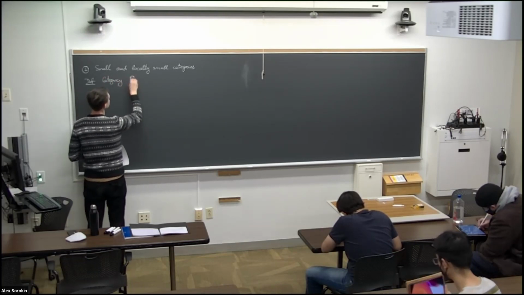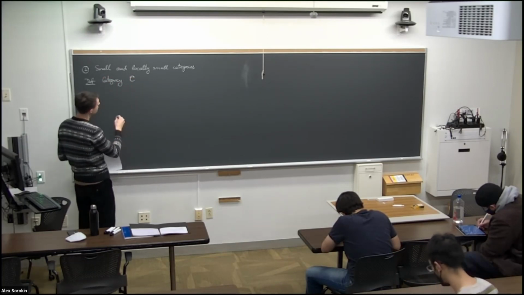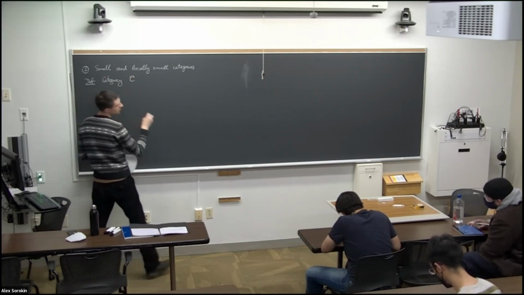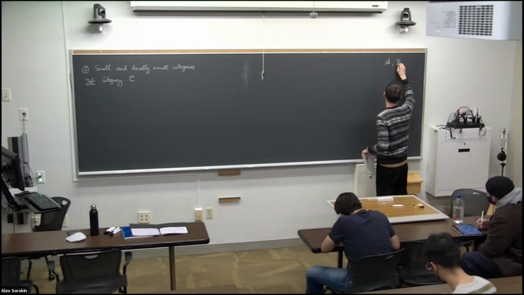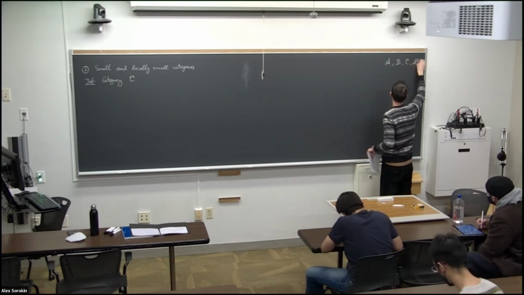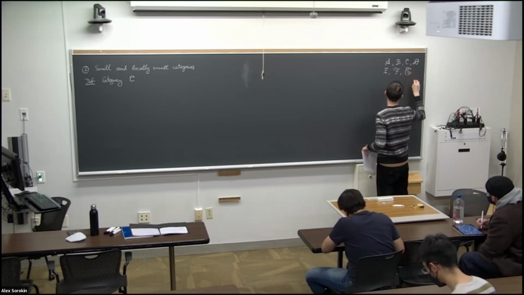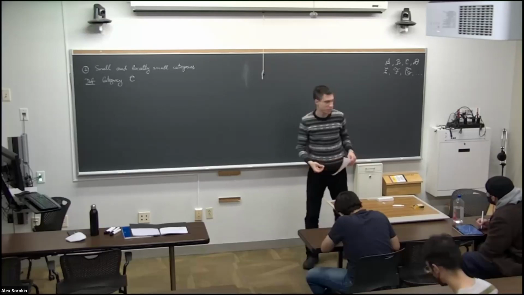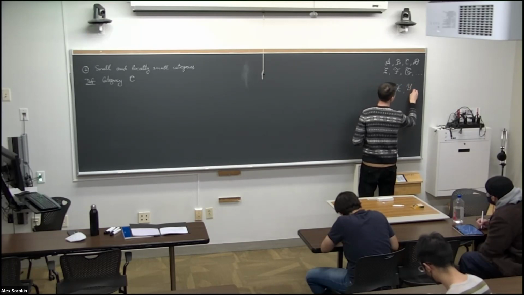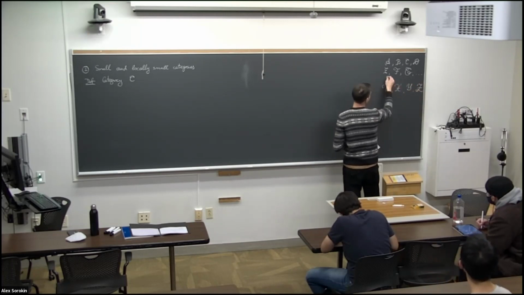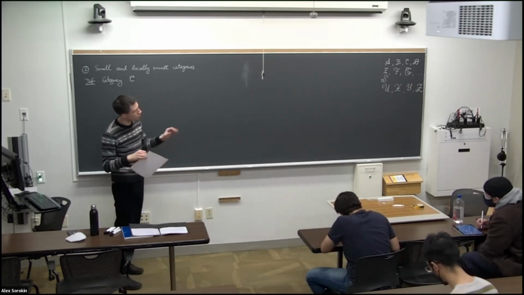Category C. I will be writing categories with script letters. So the categories can be written as, let me write here my script letters that you will familiarize with. A, B, C, D, E, F, G, etc. So this is my script. Well, U, X, Y, Z. So these letters all will be used to denote categories.